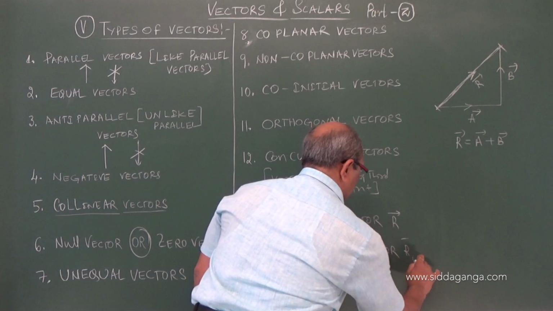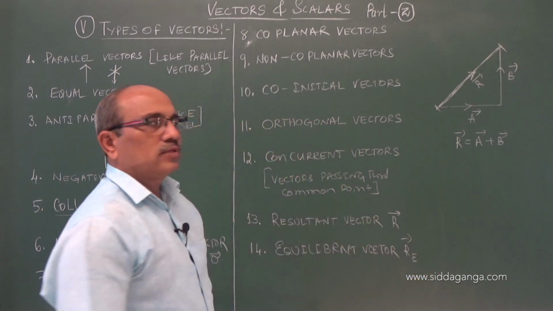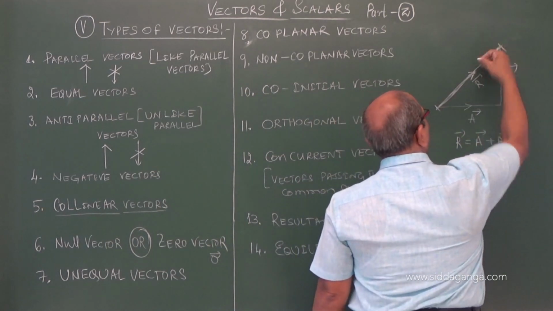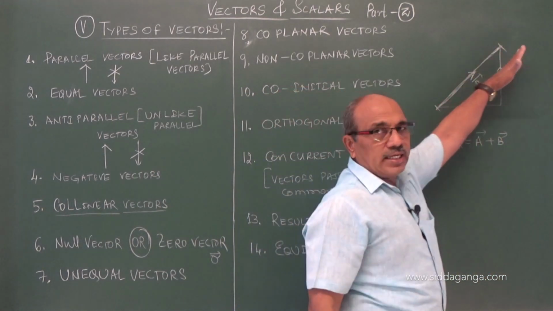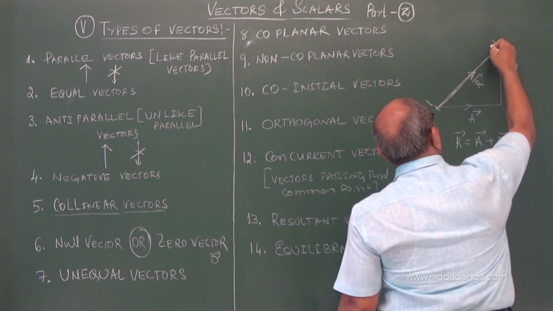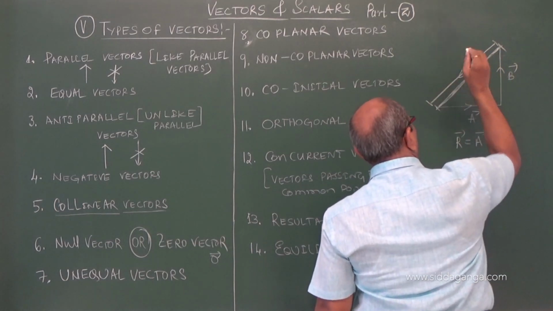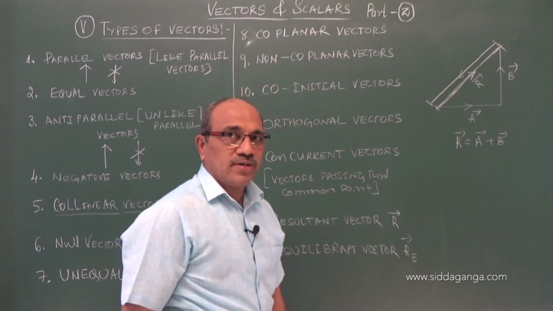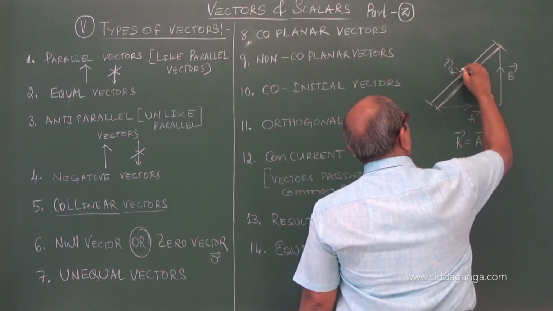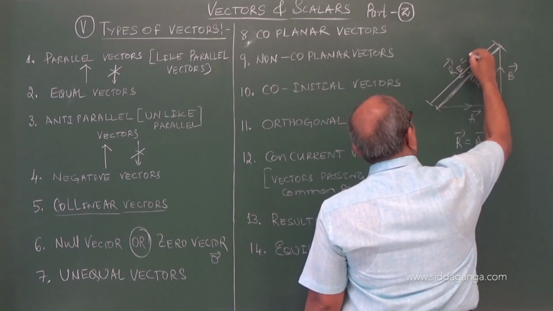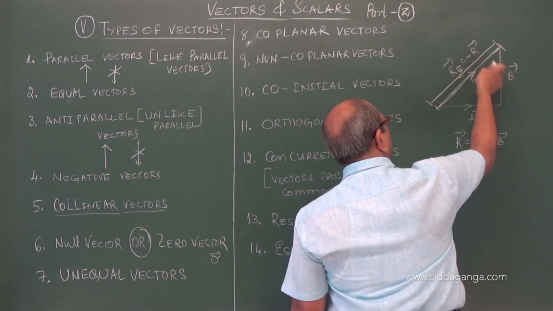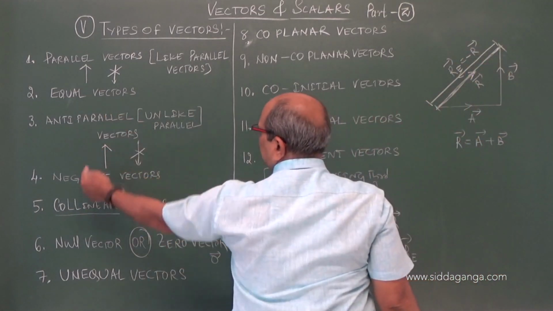Equilibrant vector we represent as RE. Now you see this is AB, the body is moved, and it is acting in that direction. If I apply another vector directly opposite to this, with exactly the same magnitude, RE has the same magnitude as R but in the opposite direction. That is, these two are negative vectors.